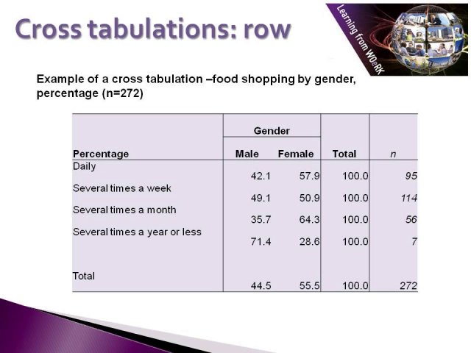If we look at row percentages, we can see that the percentages have been calculated using rows. So of those who go shopping daily, how many are males and how many are females? So we can see that there were 95 people who went shopping daily. Of those, 42.1% were male and 57.9% were female. And you repeat the process through the different categories.